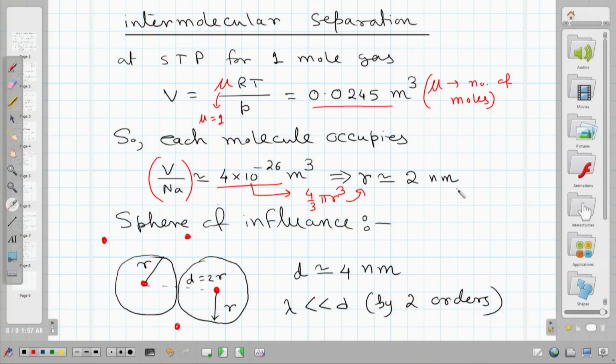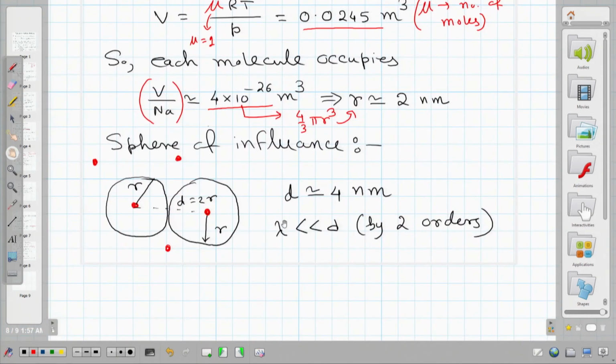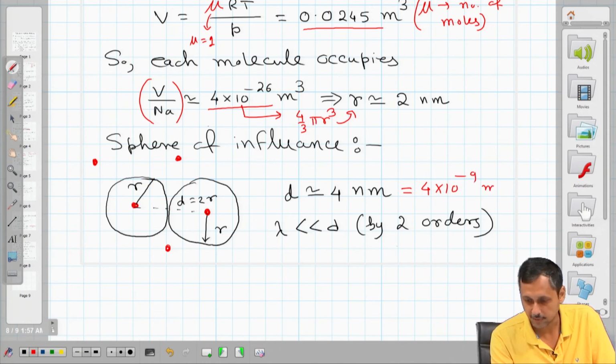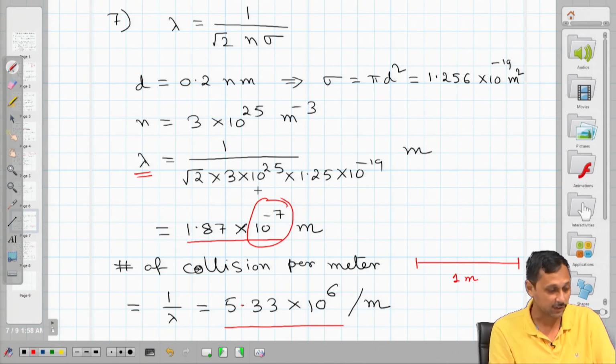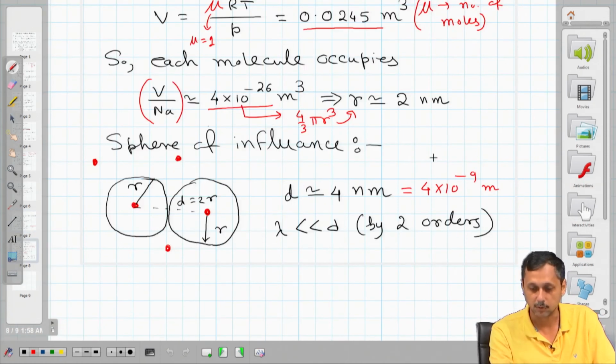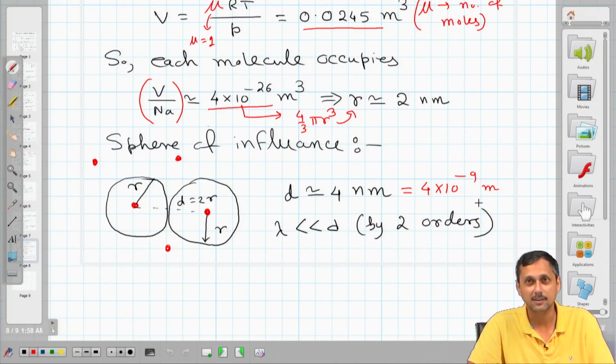Interesting to note is that the distance we get is typically 4 nanometer, which is much less than lambda. What is the value of lambda? 4 nanometer means 4 into 10 to the power minus 9 meters. And what is the mean free path we just computed? 1.87 into 10 to the power minus 7 meters. So this is 10 to the power minus 7 as compared to 10 to the power minus 9 of intermolecular separation. So, what is interesting here?